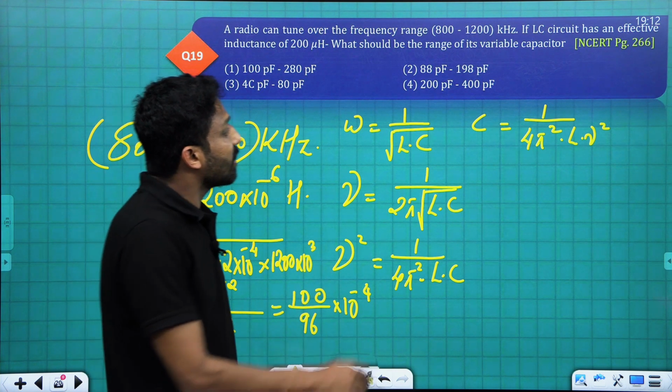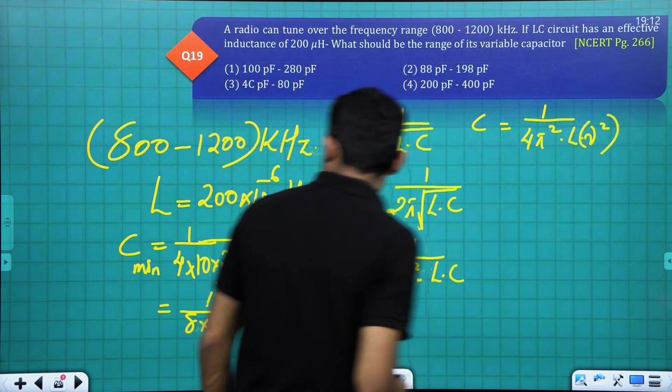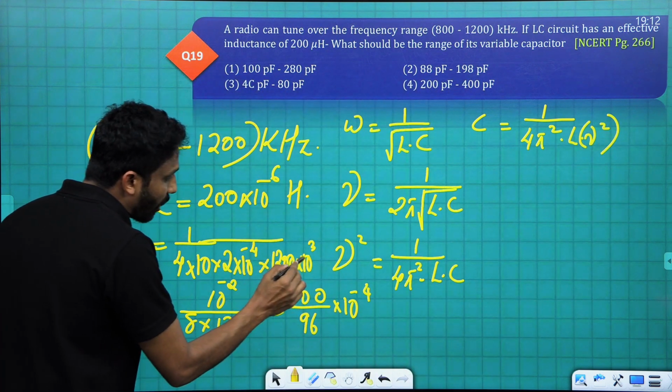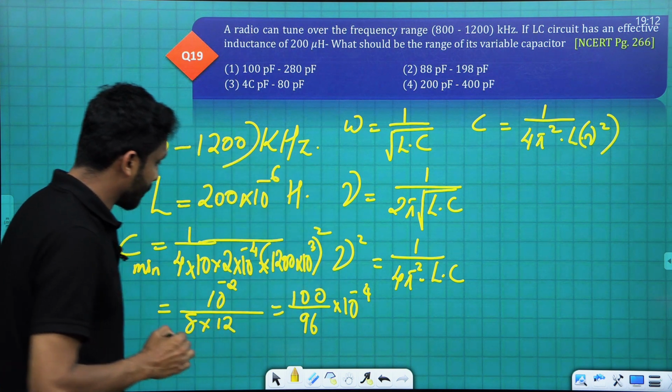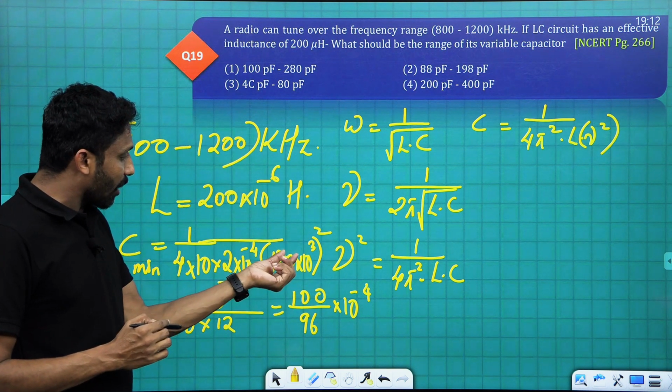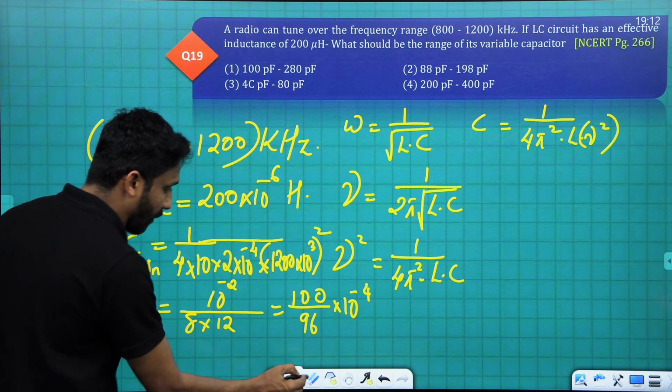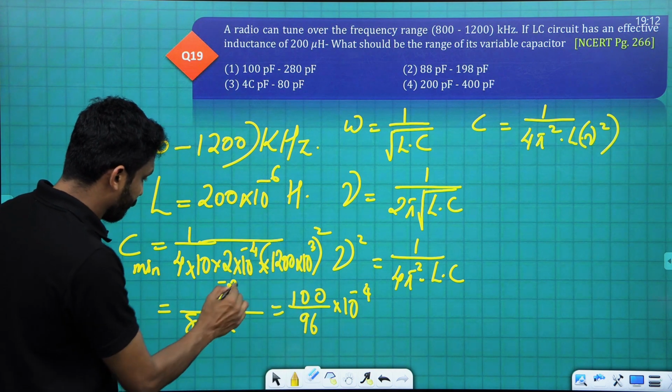Here this should be squared. 1200 into 10 raised to 3 should be squared. That's the problem. Now we can check the value. See what happens.